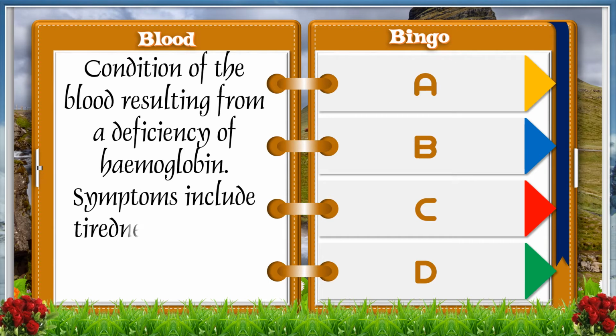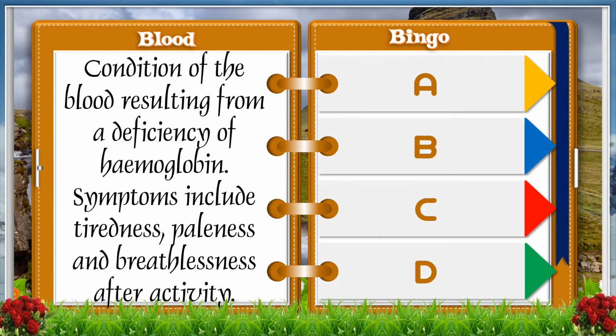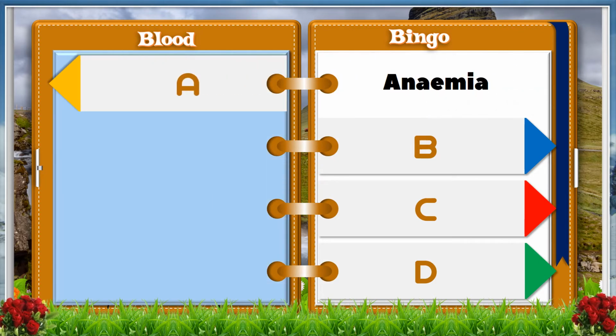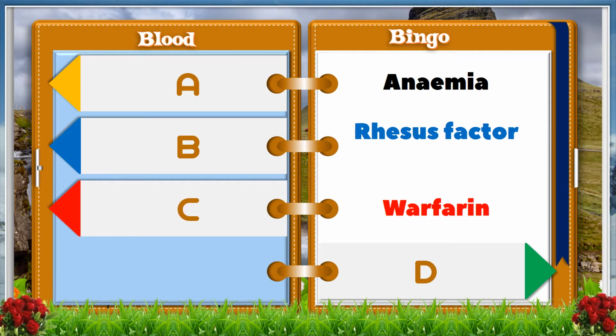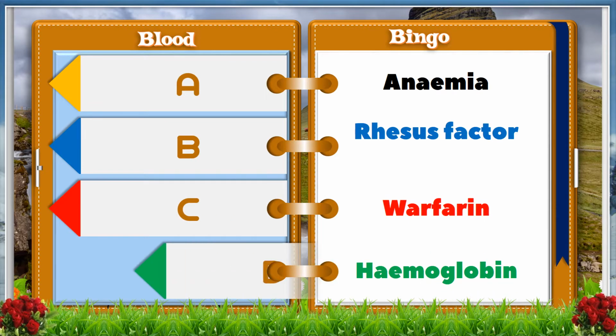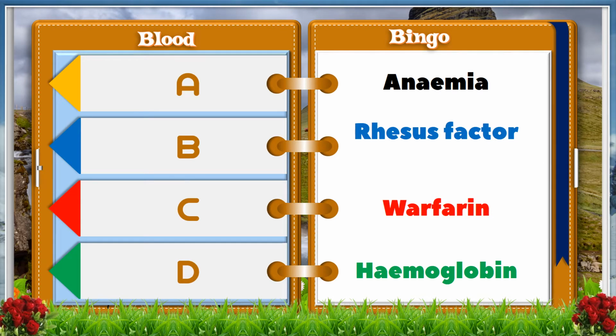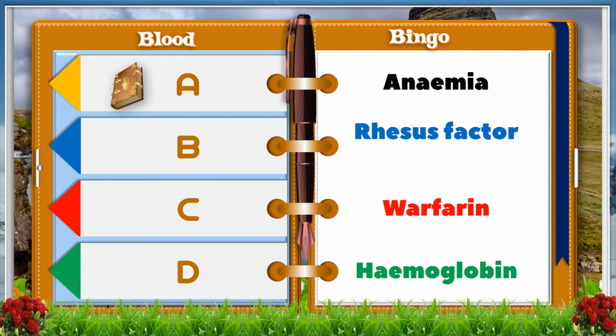Condition of the blood resulting from a deficiency of hemoglobin. Symptoms include tiredness, paleness, and breathlessness after activity. A. Anemia. B. Rhesus factor. C. Warfarin. D. Hemoglobin. And the answer is A. Anemia.